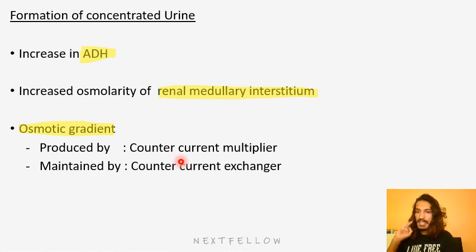First, ADH should be there. Second, the renal medullary interstitium becomes hyperosmolar because of urea and all that. Again, ADH also plays a role over there. Then the osmotic gradient that is created is generated by the countercurrent multiplier and it is maintained by the countercurrent exchanger. So because of all these 3 things, your concentrated urine is formed.